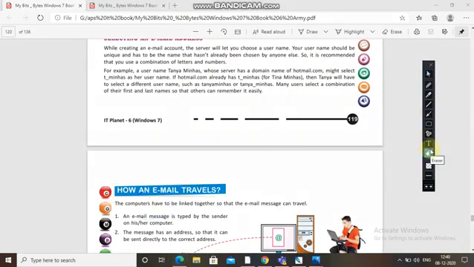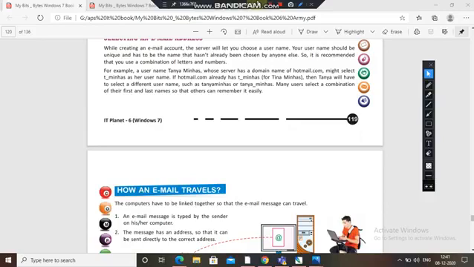Selecting an email address. While creating an email account, the server will let you choose a username. The username should be unique and has to be a name that has not already been chosen by anyone else. If you have the same email ID, then again it becomes a confusion, so it should not be the same. It is recommended that you use a combination of letters and numbers, both. A username like Tanya Minas, you have seen this example, T_Minas, so I don't have to explain much.